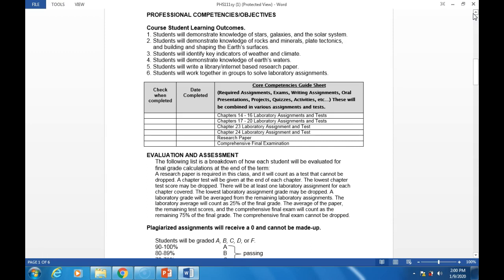Okay, there will be at least 1 laboratory assignment for each chapter. Each one has one. After chapter 16, we may have a bonus extra lab when we go to the planetarium. Okay? The lowest lab assignment grade may be dropped. Okay, and again, I say may. I drop it if it helps you. I don't drop it if it doesn't.